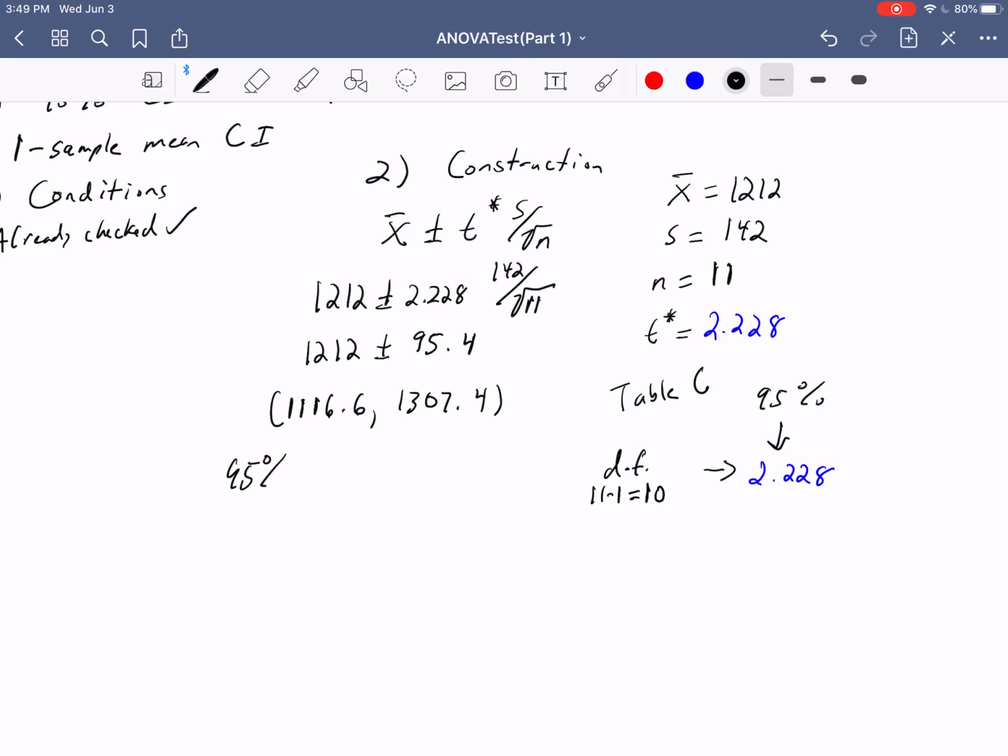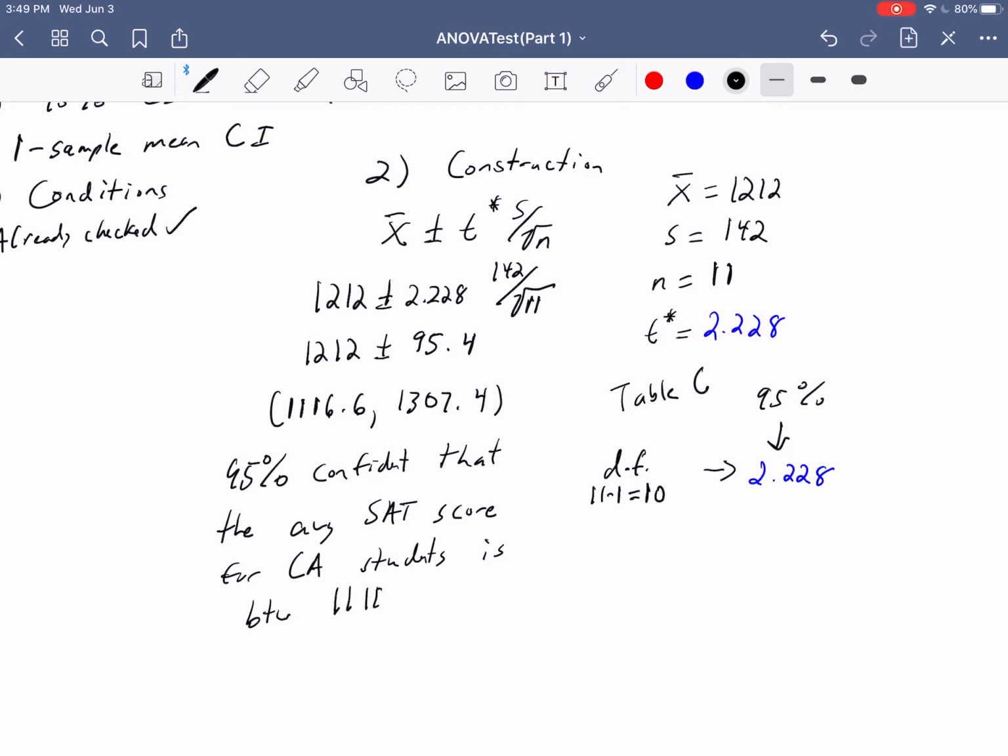Then we would write our interpretation. We'd say that we're 95% confident that the average SAT score for California students is between 1116.6 and 1307.4. There we go. And that's our range for what we think the average SAT score for California students is between. Somewhere between 1116.6 and 1307.4.